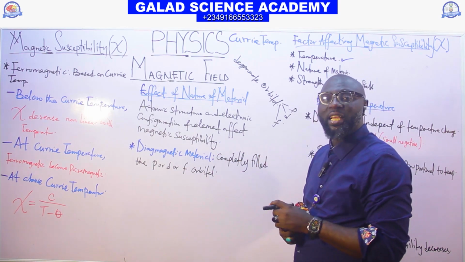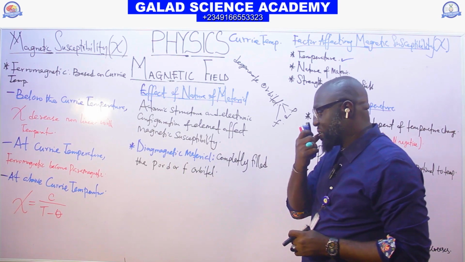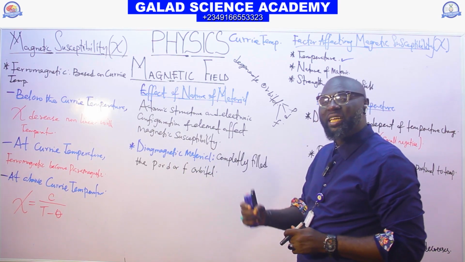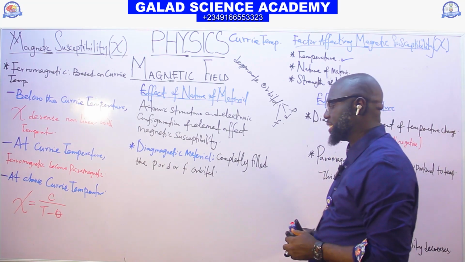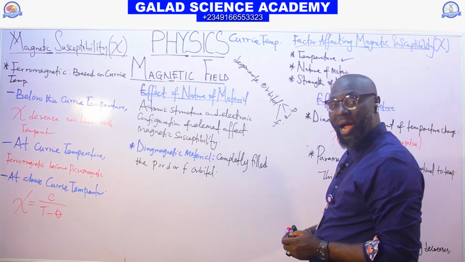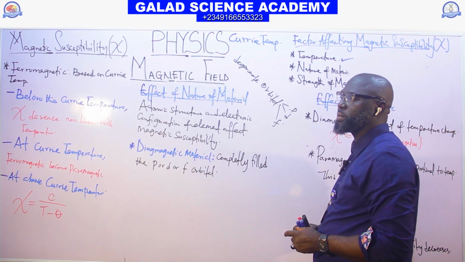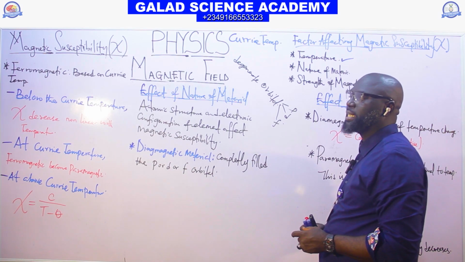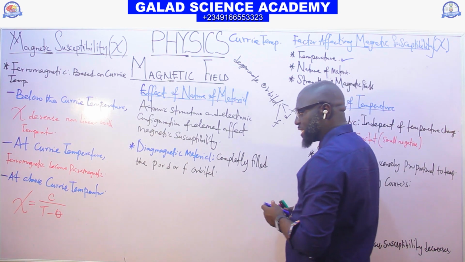Degenerate orbitals are called diamagnetic elements. And the elements weakly repel magnets. They weakly repel a magnetic bar. What are examples of these magnetic elements? Take this as an example.